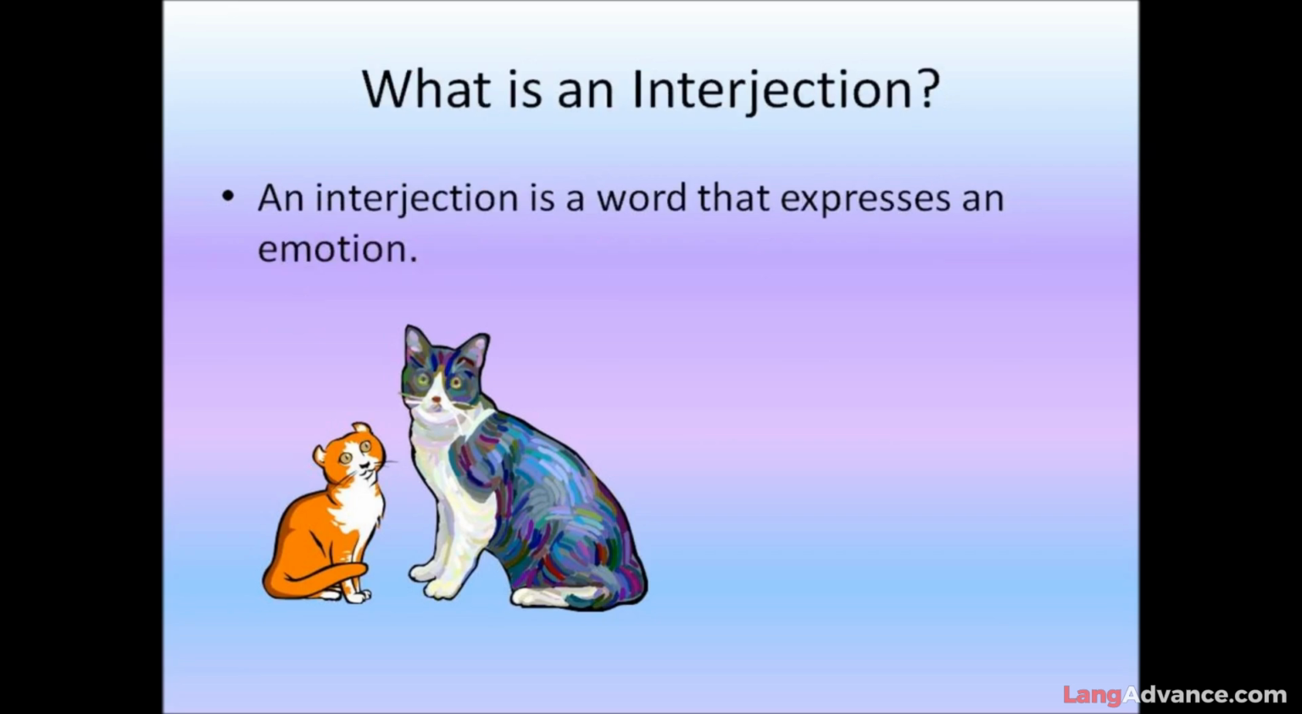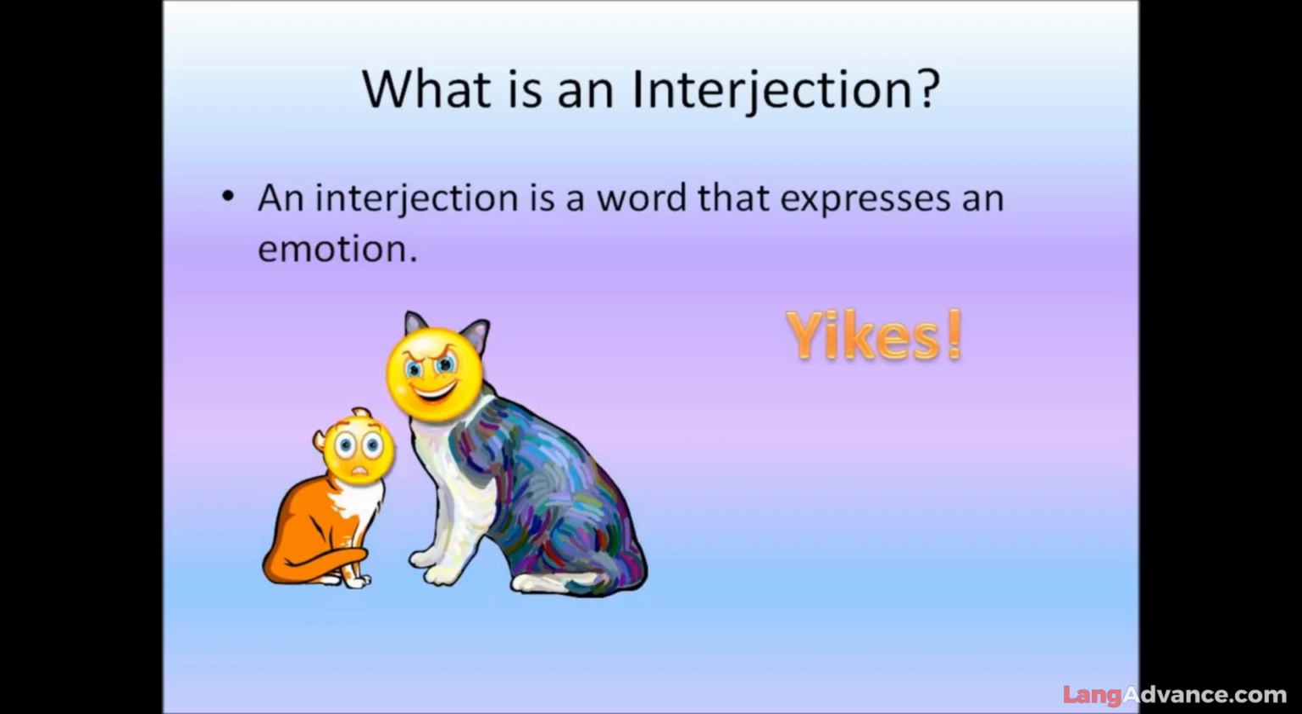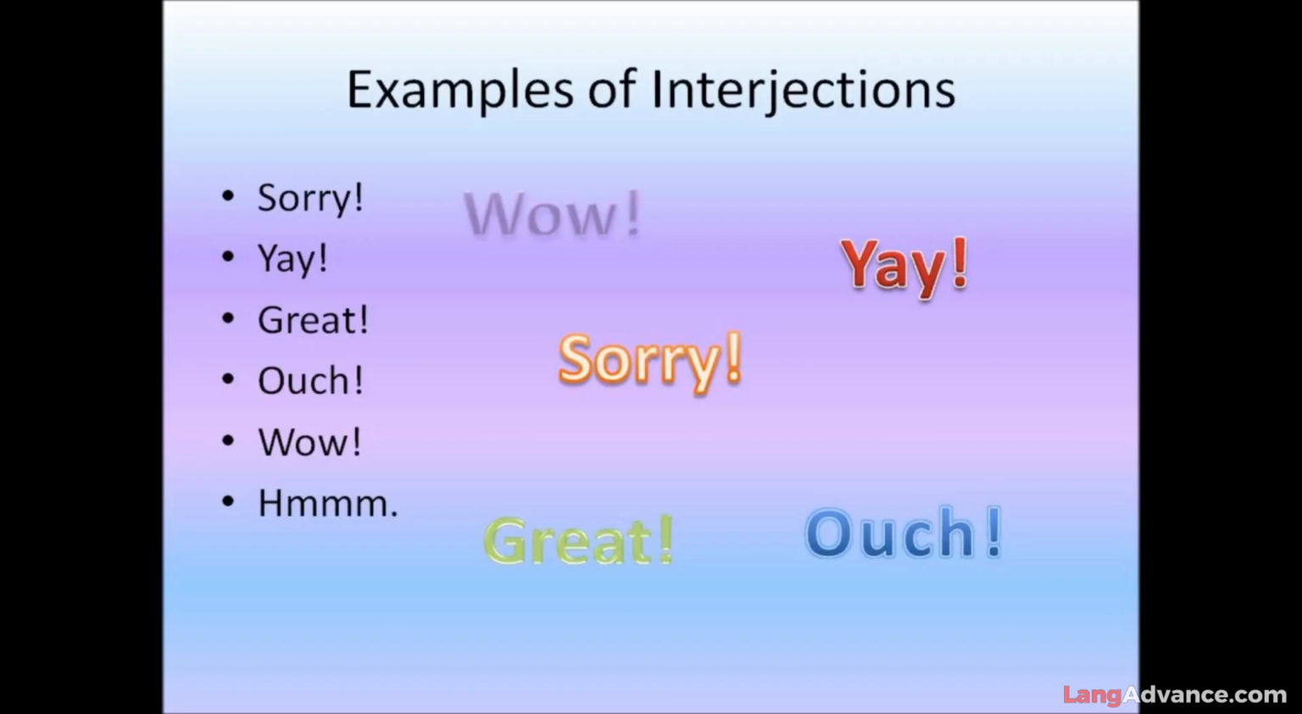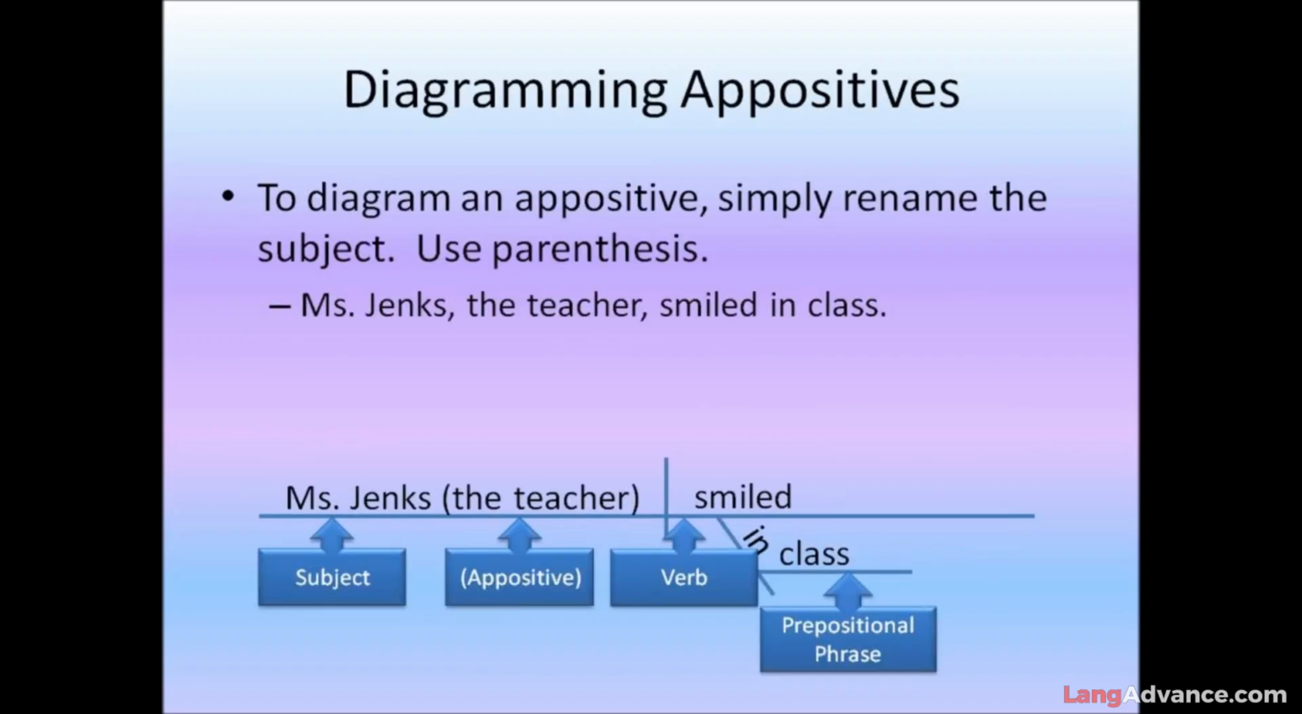An interjection is a word that expresses an emotion. For example, yikes, sorry, yay, great, ouch, wow. When you diagram an appositive, you are simply renaming the subject, so you use parentheses. Ms. Jenks, the teacher, smiled in class. Ms. Jenks is the subject. The teacher is the appositive. The verb is smiled, and the prepositional phrase in class describes where she smiled.